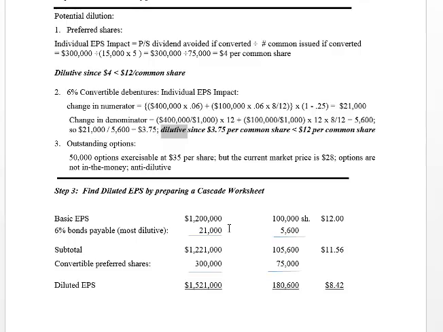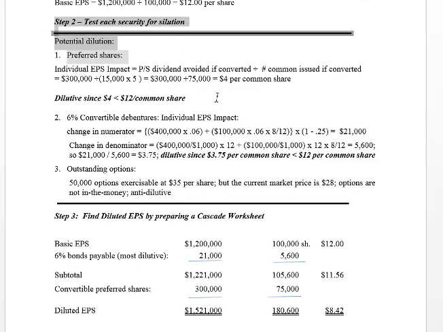So because the exercise price exceeds the market price, a person in their sane mind would not pay more to exercise the shares than the market would give them for the shares. Therefore, the options are said to be anti-dilutive. So we are not going to include them in our cascade to calculate our diluted EPS. So that concludes our step 2 analysis here.